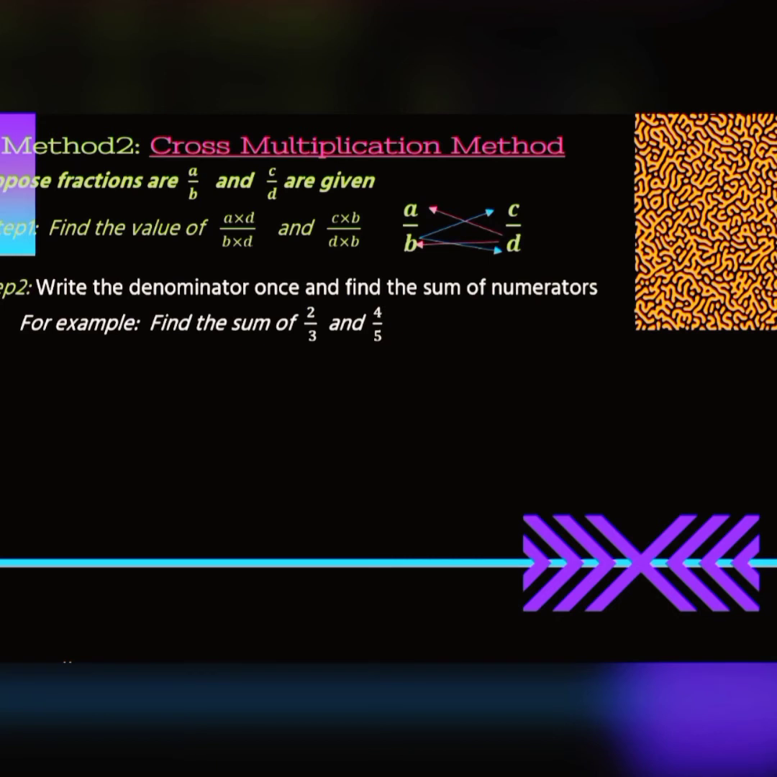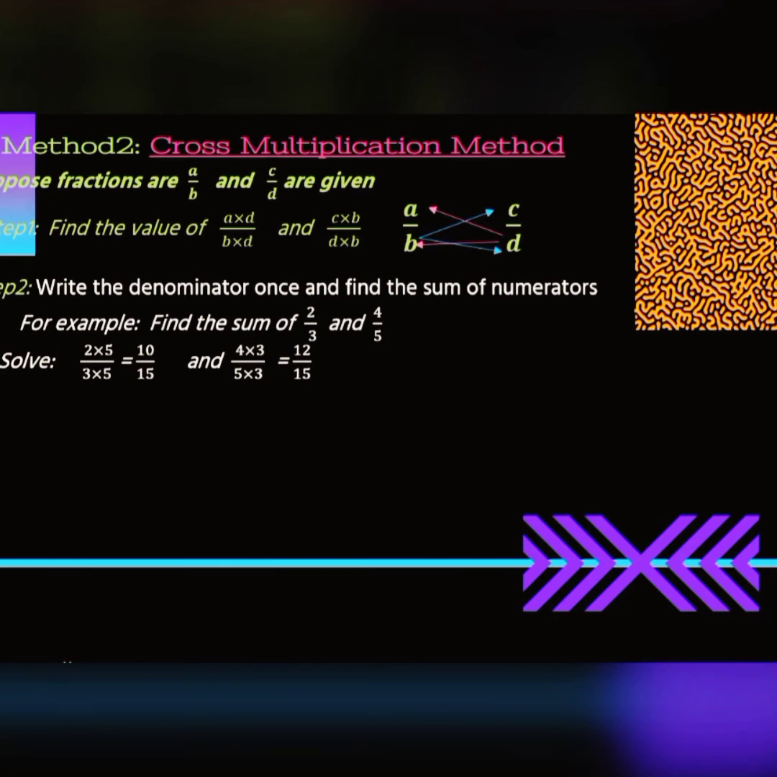This second step will be followed. Write the denominator once and find the sum of the numerators. Find the sum of 2 upon 3 and 4 upon 5. You can see the denominator of the second fraction is 5. So you need to multiply 5 into 2 and 3. So 2 multiplied by 5 and 3 multiplied by 5 will be 10 upon 15. 4 upon 5 is multiplied by the denominator of the first fraction. This is 3. So 4 multiplied by 3 upon 5 multiplied by 3, it will be 12 upon 15.